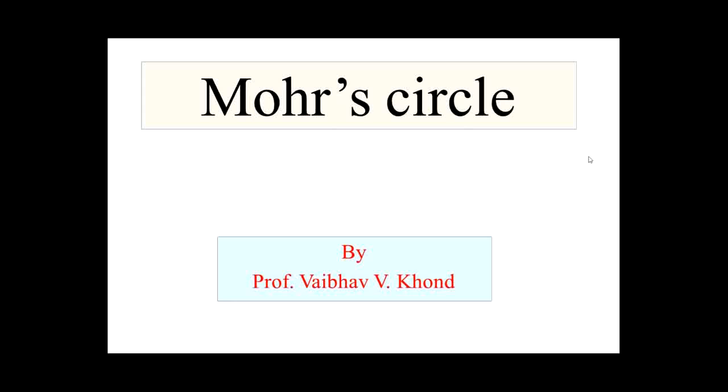So we have started with unit number 6, that is principal stresses and strains. In principal stresses and strains, we'll be having two methods. The first one is the analytical method, which depends on various kinds of formulas. The other method is the graphical method, which is given by the Mohr circle, and can be termed the Mohr circle method.